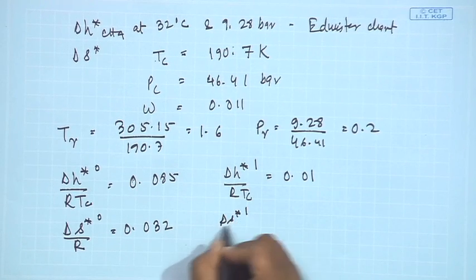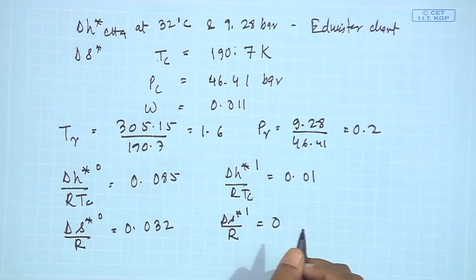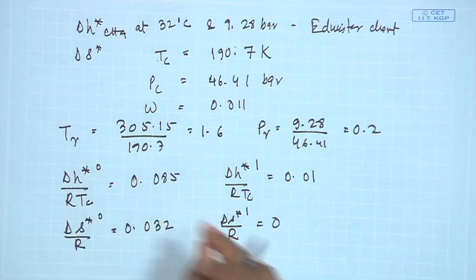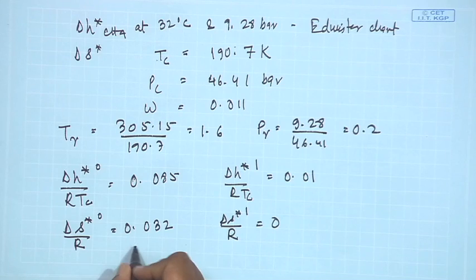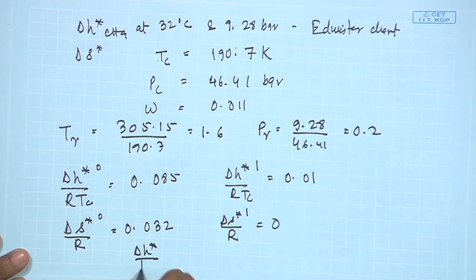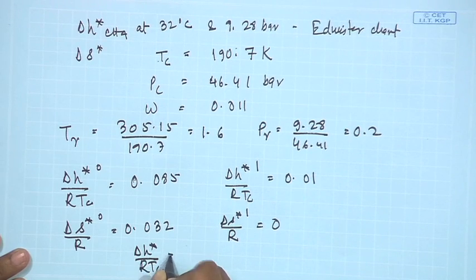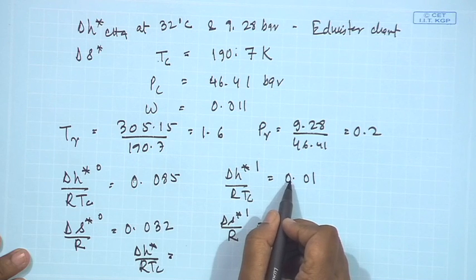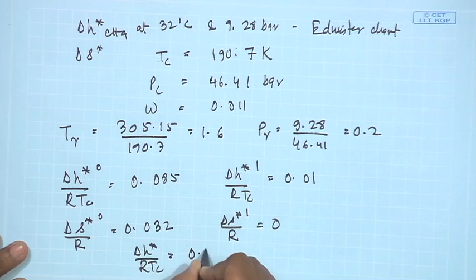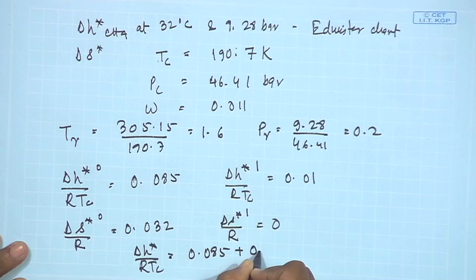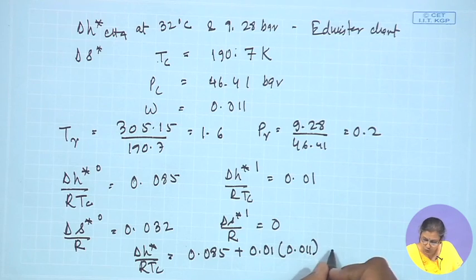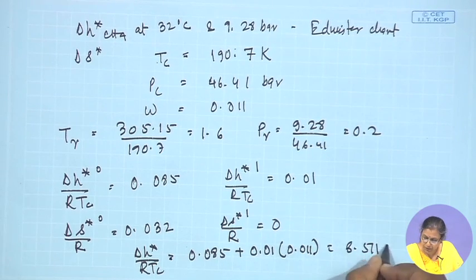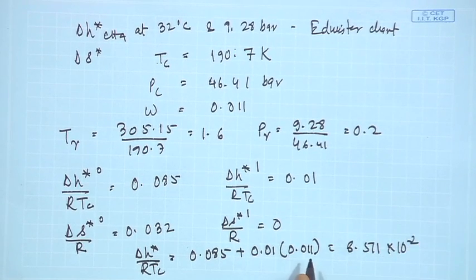Delta H star 1 by R is going to be equal to 0. You can use these particular graphs and find them out. Now once this is available, you can find delta H star by RTC. It's just going to be this plus omega of this. So if you calculate it as 0.085 plus 0.01 into 0.011, then from there you find the value is going to be 8.511 into 10 to the power minus 2.